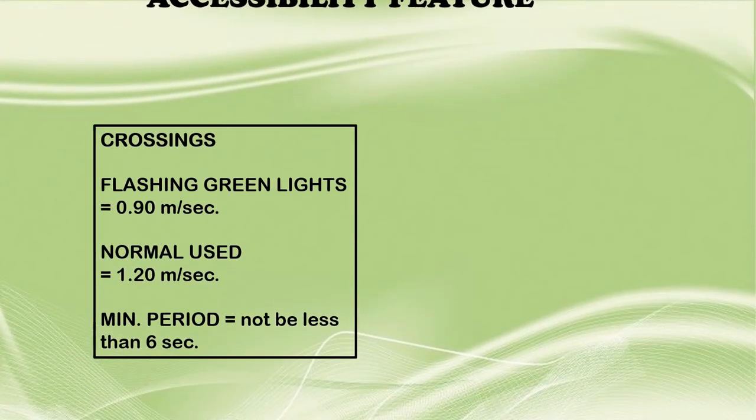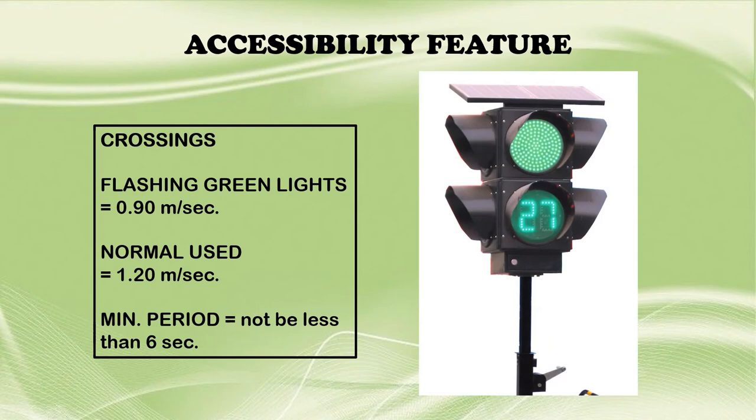The most beneficial form of crossing for PWD is the light-controlled crossing with synchronized audible signals. The flashing green period required for the disabled should be determined on the basis of a walking speed of 0.90 meters per second rather than 1.2 meters per second, which is what is normally used. The minimum period should not be less than 6 seconds or the crossing distance times 0.90 meters per second, whichever is the greater.